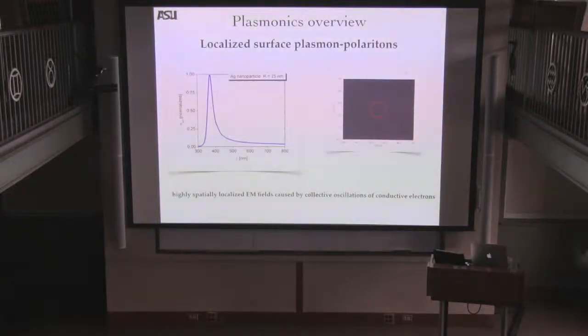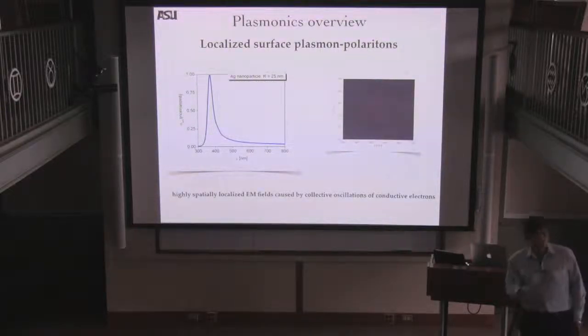Okay. Now, another example. These are propagating surface plasmon polaritons. There is also a localized surface plasmon polariton associated with, let's say, a nanoparticle. So here is a nanoparticle of silver with a diameter of 50 nanometers, and here's the scattering cross-section as a function of the incident wavelength. What you see is that the particle is very small, but the resonance is on the order of 100 nanometers.